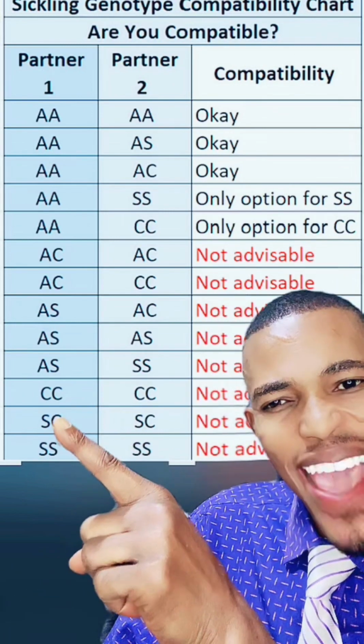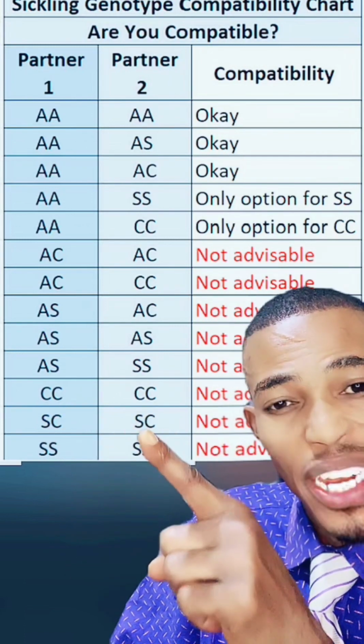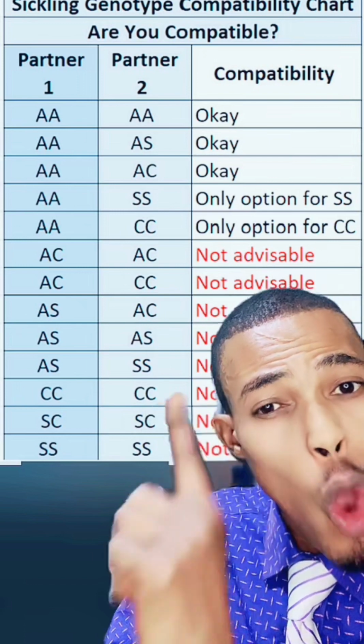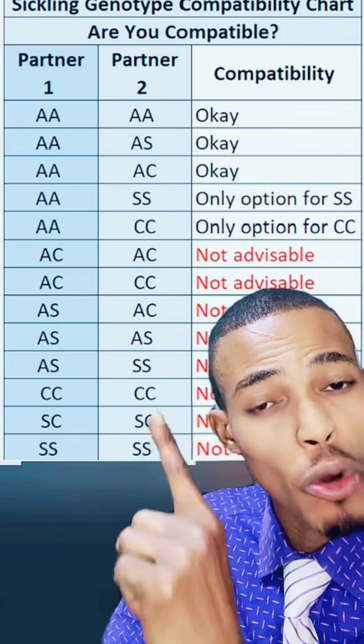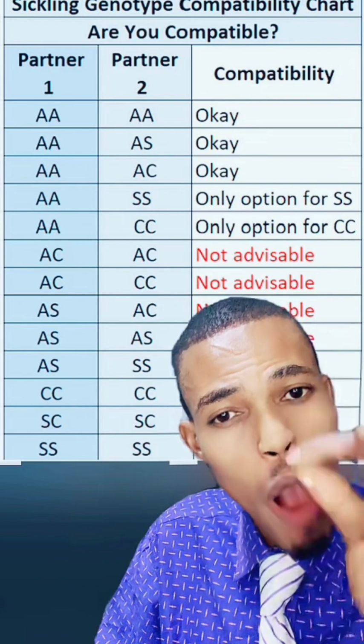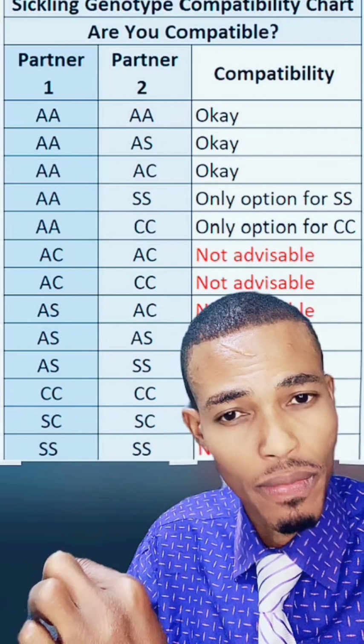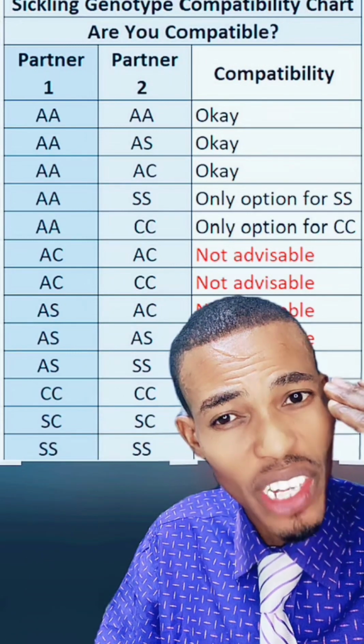If you are SC, your partner is SC, and you marry, what is going to happen? None of you has a normal genotype, which is the hemoglobin A. Because of that, there is no way you are going to give birth to children who become normal children, in quotes. Are you following the discussion?